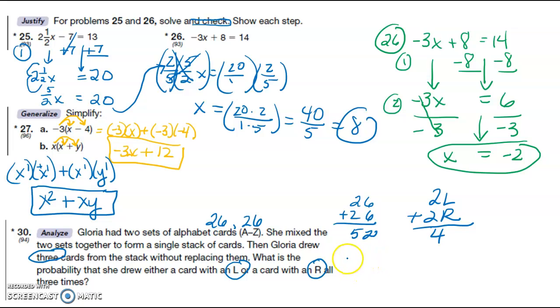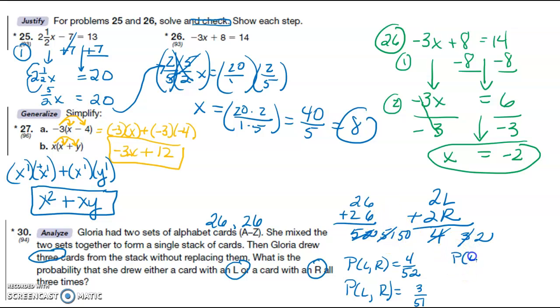So, the first time we have a probability of 4 over 52. Let's say she picked one of these, so that brings this down to 3 and this down to 51. So the second time, it's going to be 3 out of 51. And then this goes down to 2 and this goes down to 50. The third time, it's going to be 2 over 50.